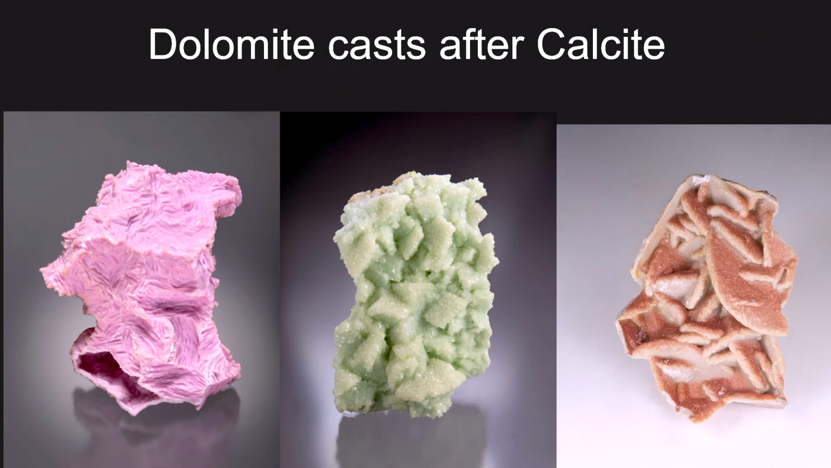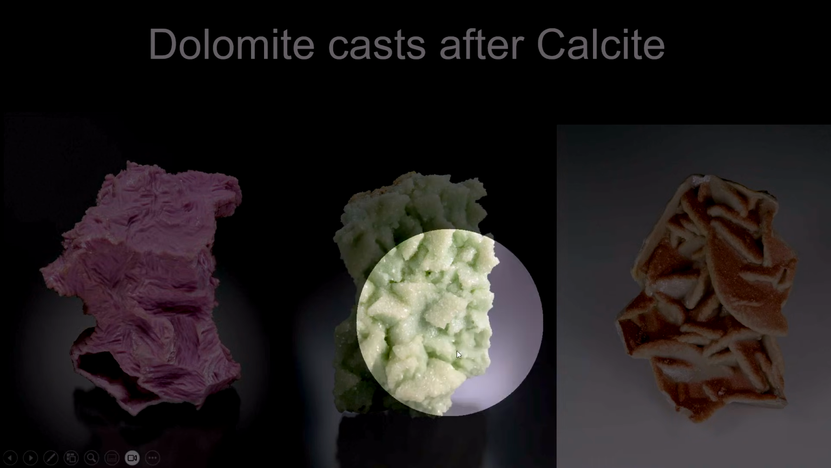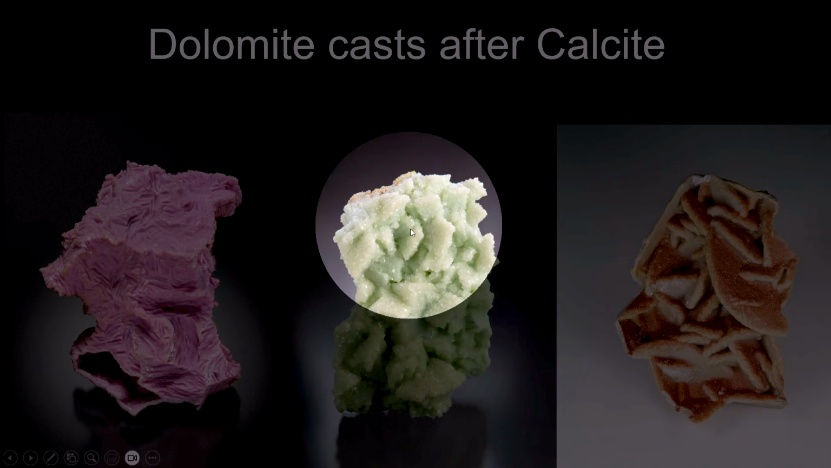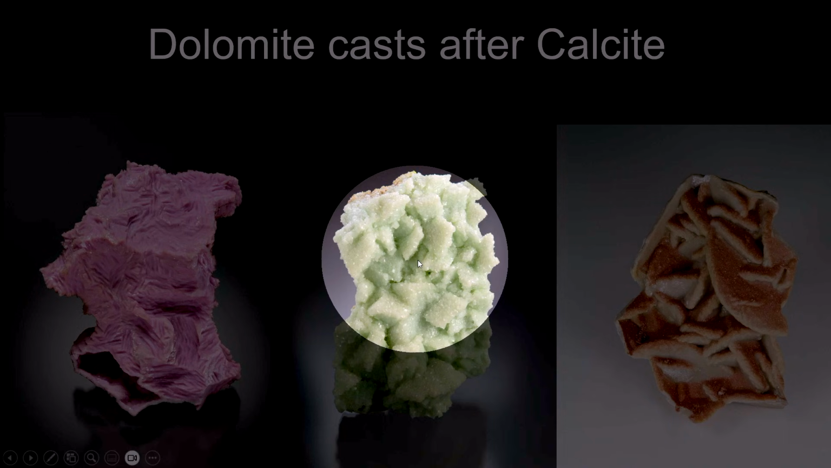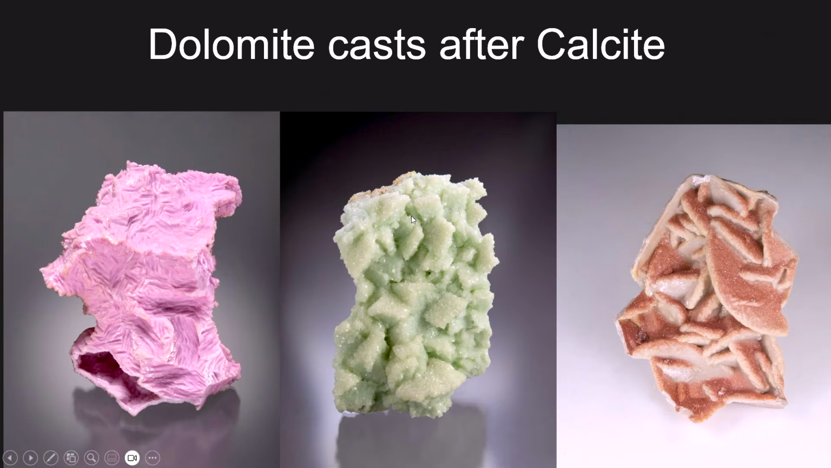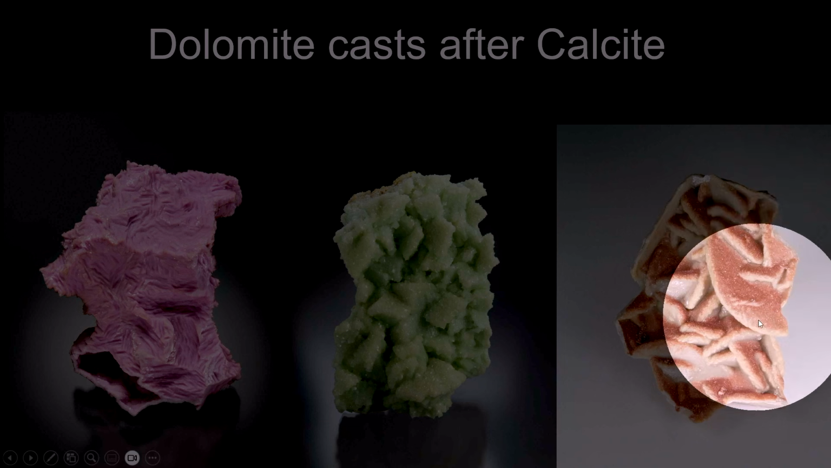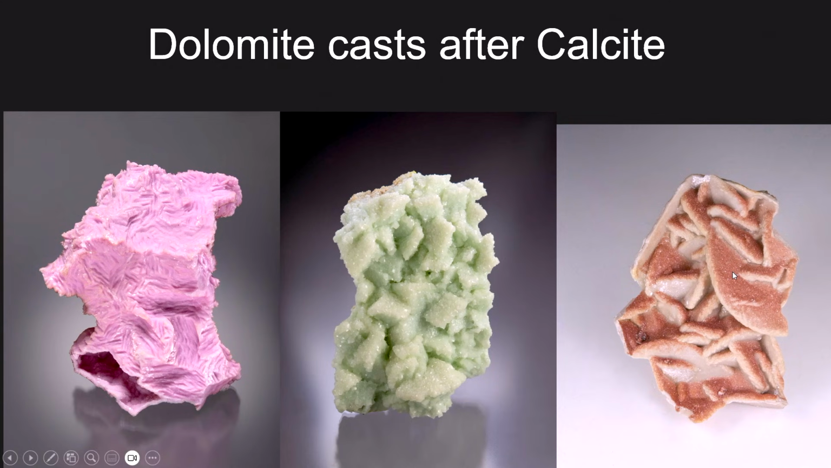And these casts come in many different colors. The one on the left is colored by cobalt. The one in the middle, where one sees the sharp rhombohedral outline, is presumably colored by copper, and the one on the right is colored by iron oxides.